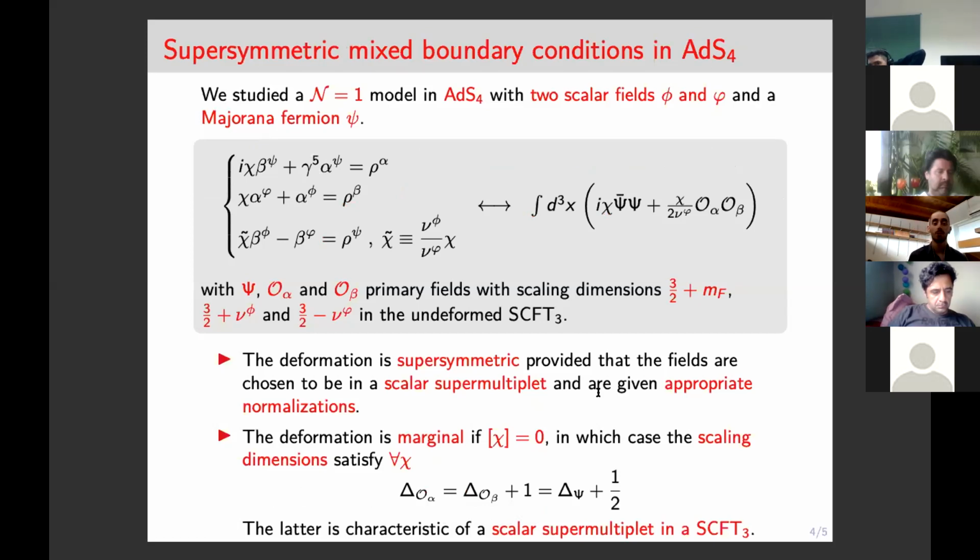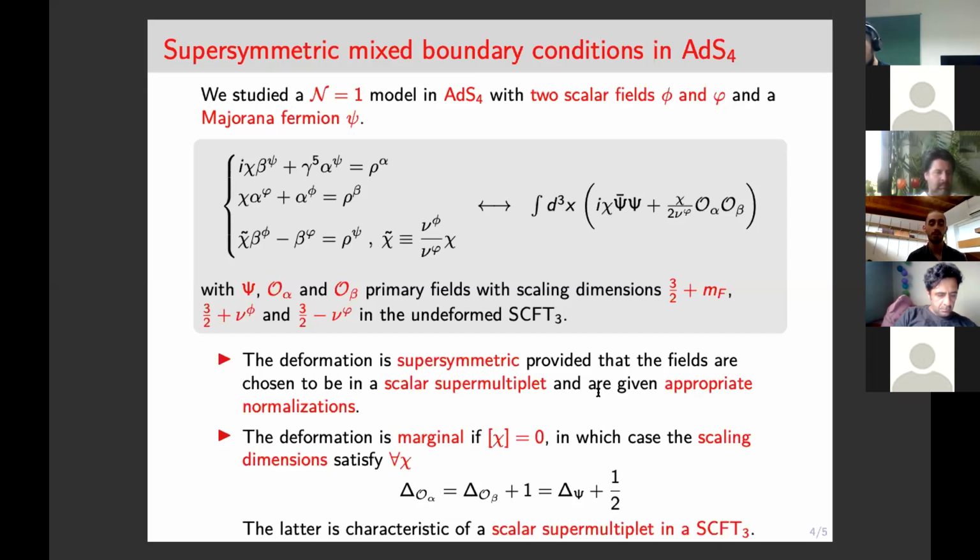Finally, we studied an N=1 model in AdS4 with two scalar fields and a Majorana fermion, and we studied mixed boundary conditions without derivatives, which preserve all the supersymmetries of the theory when the mass of the fermion is 0, and half of the supersymmetries when the mass of the fermion is not equal to 0. We found that these boundary conditions describe a theory in AdS4 which is dual to a superconformal field theory deformed by this double trace deformation, which is quadratic and supersymmetric if the fields are chosen to be in a scalar supermultiplet and if they are properly normalized.